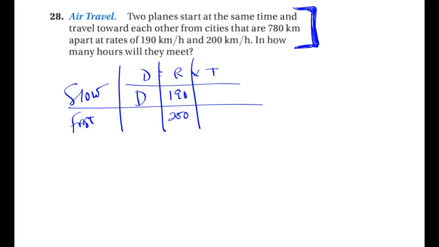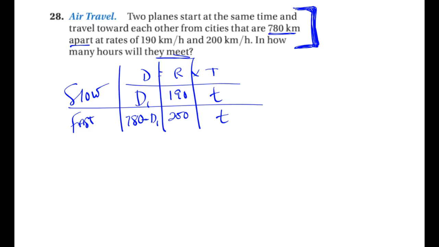So we don't know the distance of the slower, and we don't know the distance of the faster, but we do know that they're 780 kilometers apart. So if the slow plane did 80, then this is 700. So all I have to do is 780 minus D1. So I don't know distance 2, but I do know that distance 1 and distance 2 give a total distance of 780. That was tricky. And I think that the times are going to be the same. And how many hours will they meet? Well, when they meet, they will be flying for the same time.